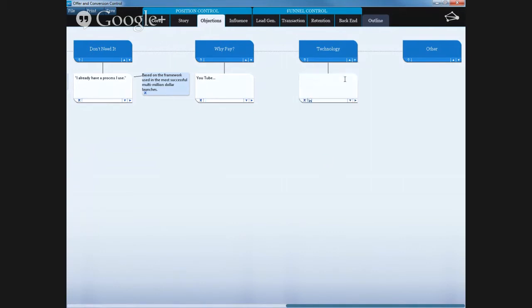Technology is very straightforward. Be it I don't have the right computer as far as our software might apply. Anything pertaining to technology as far as your specific product or service, you think through what those could be and how do you address them? How do you explain or have the prospective customers have in their mind that they can overcome those obstacles, assuming they're legitimate.